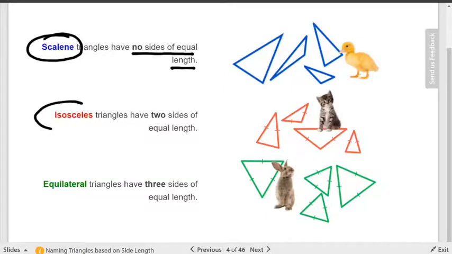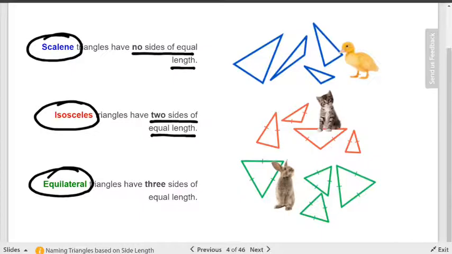The next type is an isosceles triangle. That one's very familiar. Isosceles have exactly 2 sides, not less, not more. Okay? Exactly 2 sides that are the same length. Therefore, they are called isosceles. And finally, the last type is equilateral, and we've talked about that briefly earlier. That means that all 3 sides are what? The same. They're all equal.